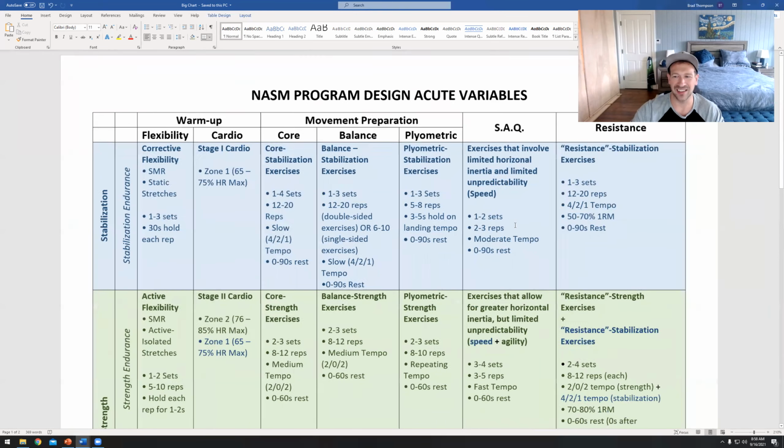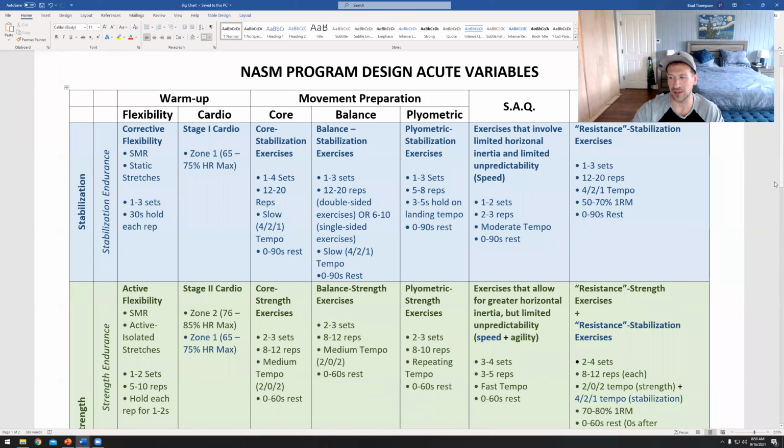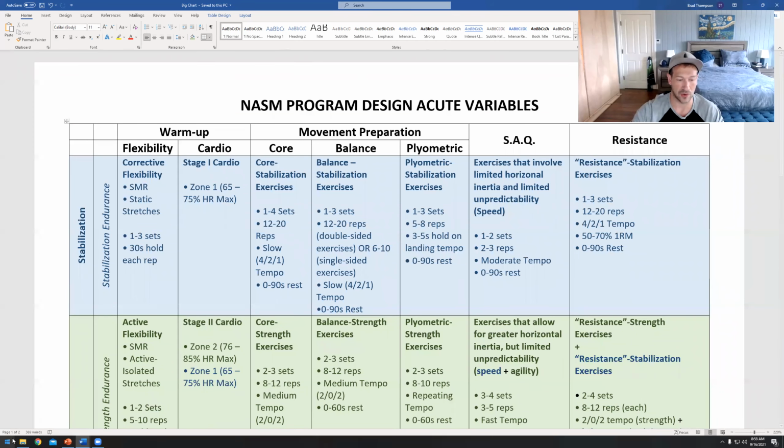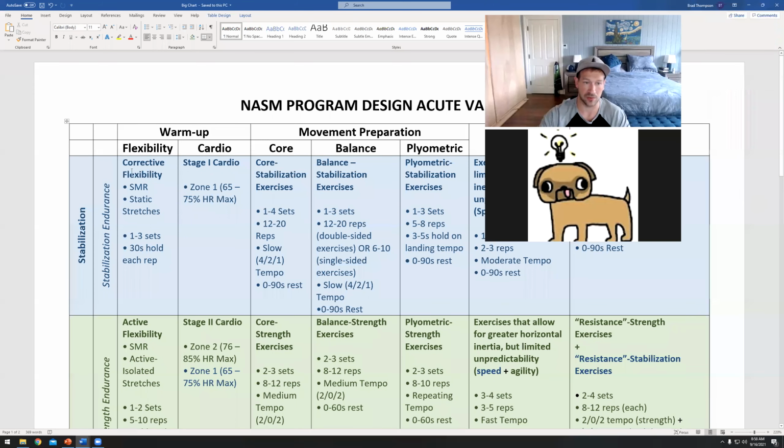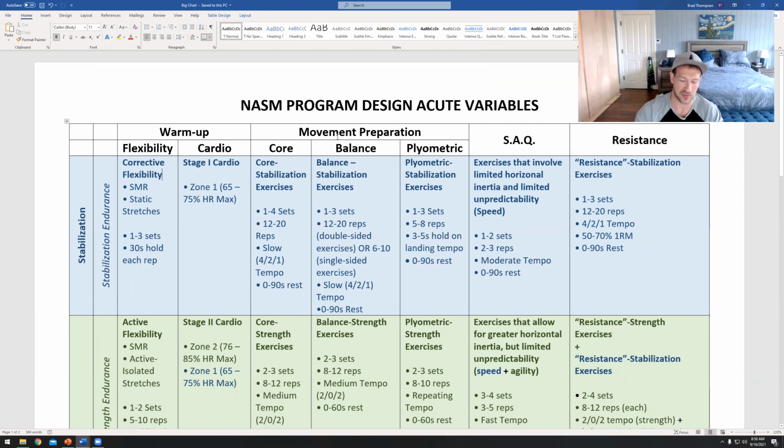All right, so let's take a look here at the stabilization level, because like I said, that's where we're going to focus, right? So when it comes to flexibility, go back to our lesson early on in this course. For flexibility, we are going to focus on corrective flexibility. You want to think of all of these as sort of tool bags. And for the record, guys, you will find these charts in your textbook.